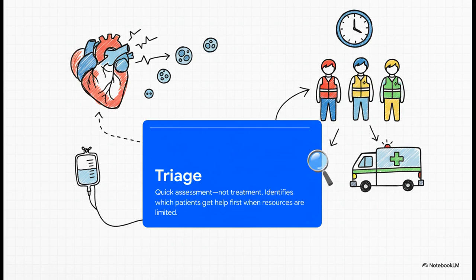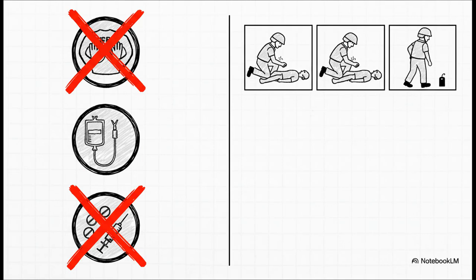In a mass casualty, the whole goal of medicine has to flip on its head. It's no longer about doing everything you possibly can for the patient right in front of you. It's about doing the greatest good for the greatest number of people. And to do that, responders use triage. And listen, this is not treatment. It's a rapid, brutal sorting process to figure out who has the best chance of survival if they get help right now. And the rules, they are incredibly tough.